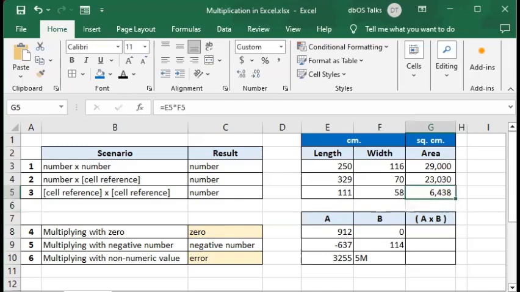But when I navigate to that cell, it will show me in the formula bar the formula, which is equal to E5, which is a cell address, multiplied by F5, which is another cell address or cell reference.